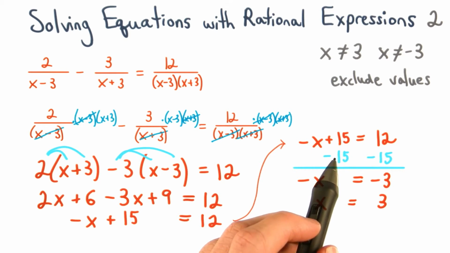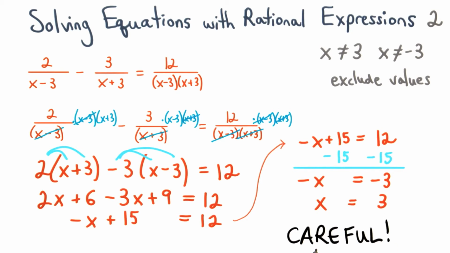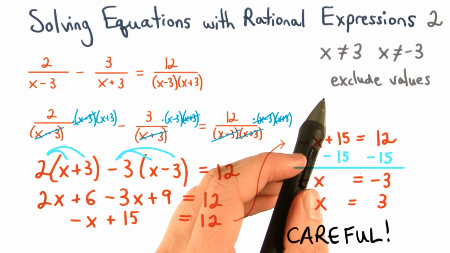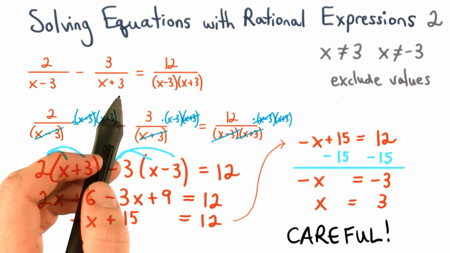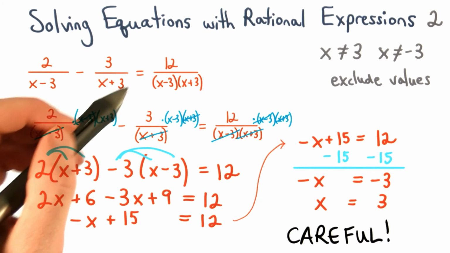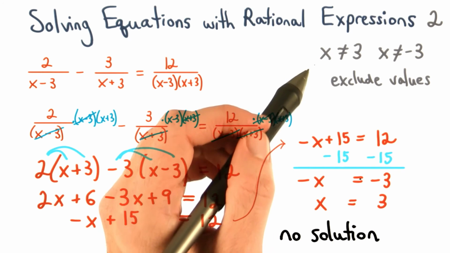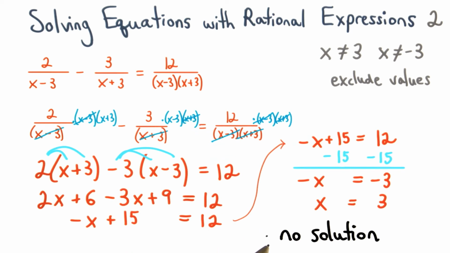Then we subtract 15 from both sides to get negative x is equal to negative 3. If we multiply through by a negative 1, positive x would equal positive 3. But we want to be careful here. We know x equals 3 is an excluded value. It makes this denominator and this denominator equal to 0. So these fractions would be undefined. Since x equals 3 is an excluded value up here, we know that there's no solution. There's no real number that exists that can satisfy this equation.